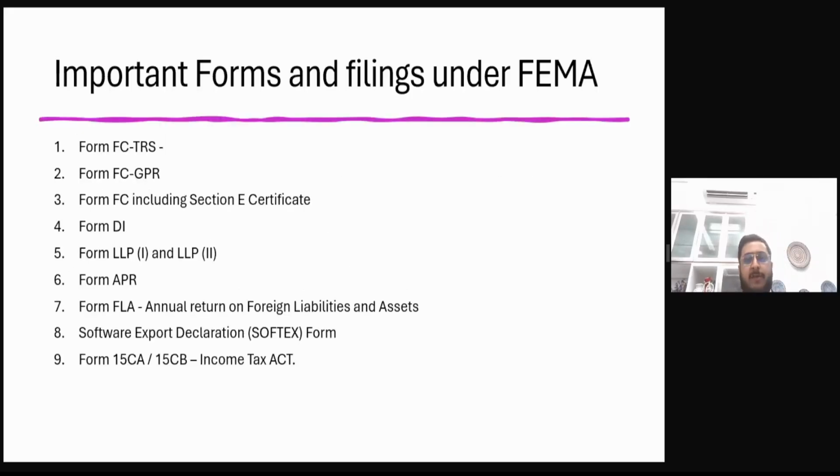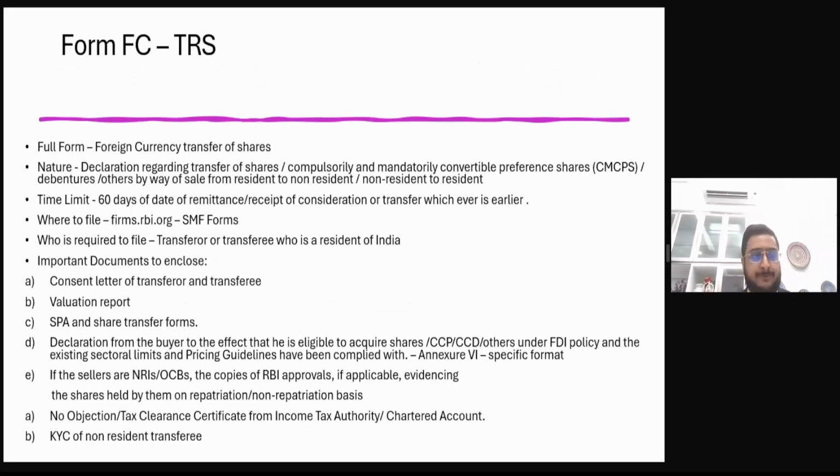So we'll go into the important form filings under FEMA. One is Form FCTRS, Form FCGPR, Form FC, including the Section E certificate, which we've already discussed in detail. Form DI is Form Direct Investment, Form LLP1 and Form LLP2, Form APR, Annual Performance Report, which we have already discussed, Form FLA, Soft Tax Form, Form 15CCP. Now, Form FCTRS. What is the full form of Form FCTRS? Foreign Currency Transfer of Shares.